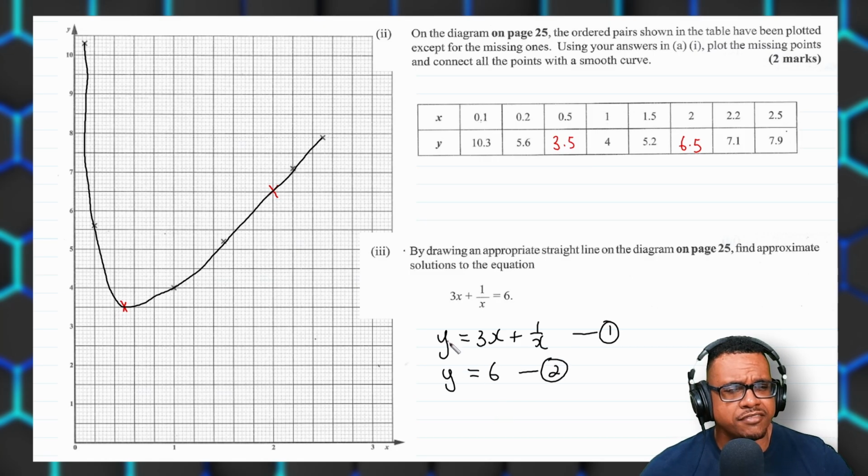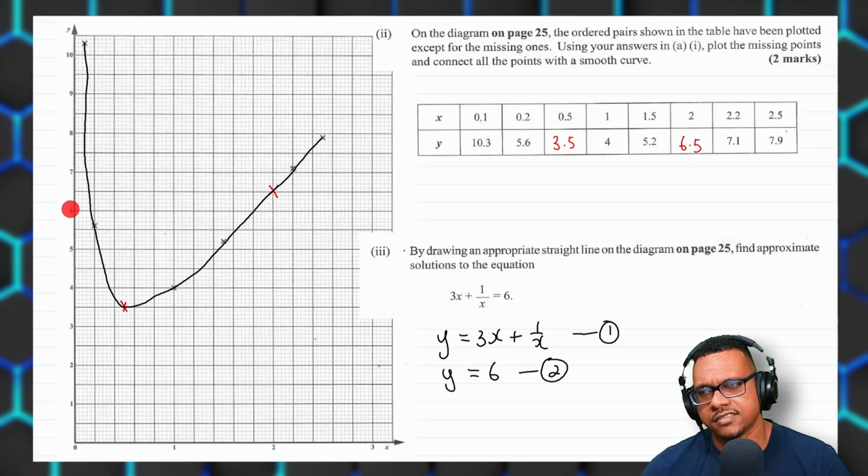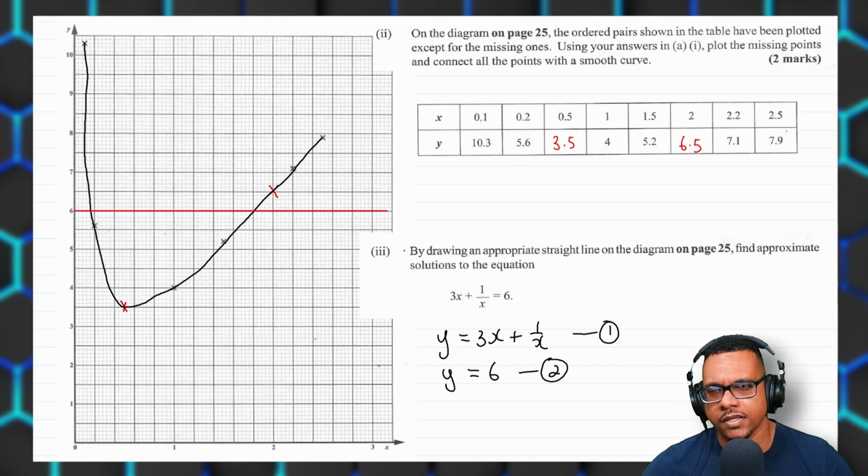So now we already have the graph for this equation 1. This is what we drew here. And if we draw the graph for y is equal to 6, the point of intersection or the points of intersection between these two graphs will be the solution to this equation. So y is equal to 6, we're going to find 6 on the y-axis and draw a horizontal line across. So I'm doing that now, making the straight line across. And this will be line y is equal to 6.